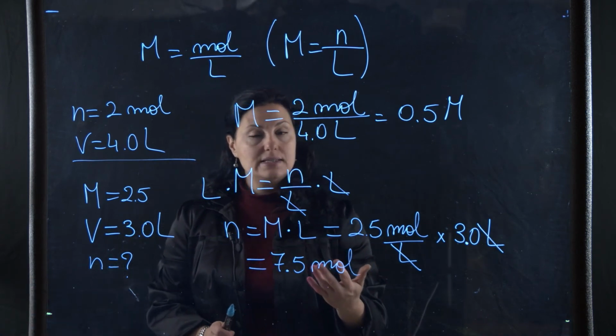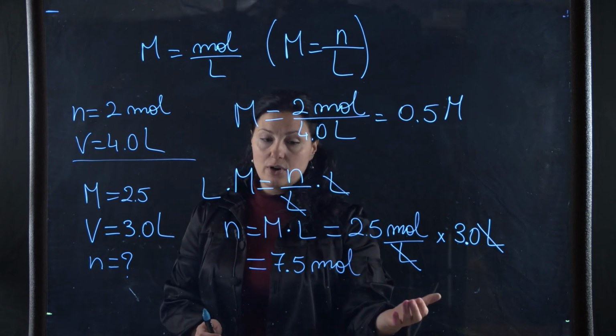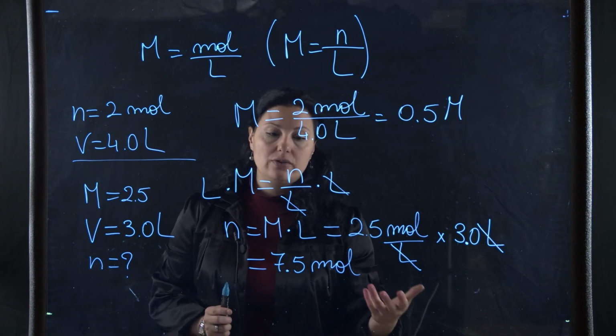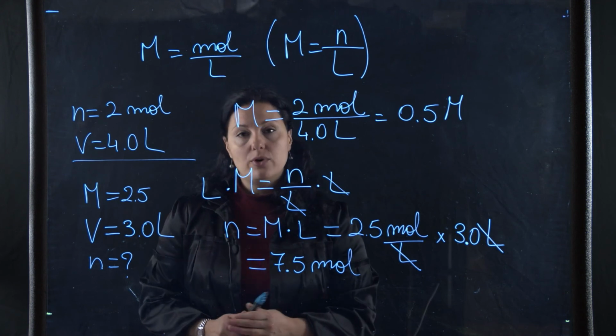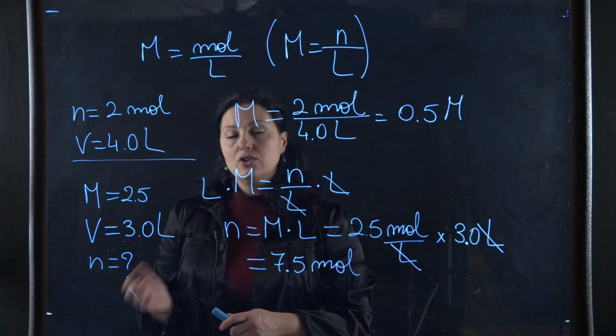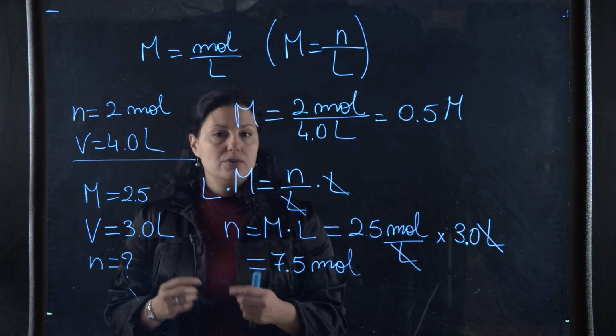Now if I were asked how many grams that is, then I would have to take it a step further and multiply it by the molar mass of sodium chloride to figure out the grams. But it doesn't ask me that at this point, so I'm going to stop with 7.5 moles. Okay, let's take a look in the next slide at a few more problems with molarity, a little more difficult.